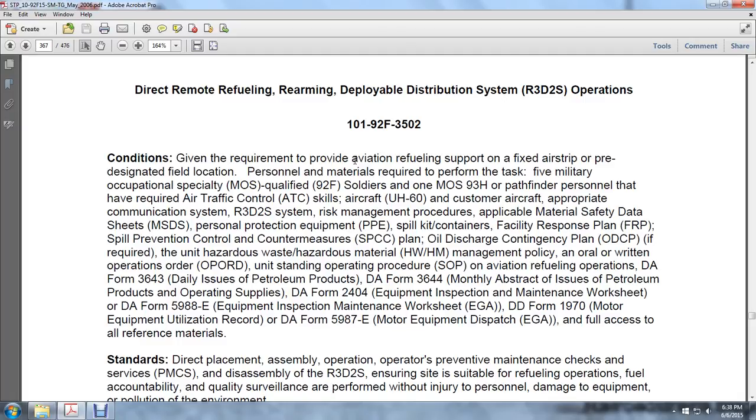operations. DA Form 3643, Daily Issues of Petroleum Product. DA Form 3644, Monthly Abstract of Issues of Petroleum. DA Form 5988-E, Equipment Inspection and Maintenance Worksheet, or Department of Defense Form 1970, Motor Equipment Utilization. DA Form 5987-E, Motor Equipment Dispatch. Full access to all reference materials.